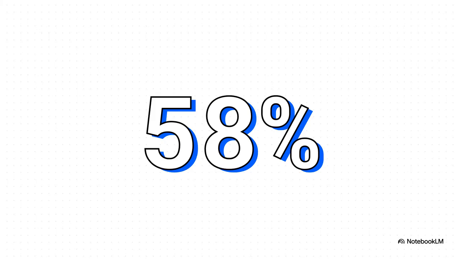58%. Just let that sink in for a second. In this huge landmark study called the Diabetes Prevention Program, intensive lifestyle changes, we're talking diet, exercise, the whole deal, slash the risk of getting type 2 diabetes by 58%.